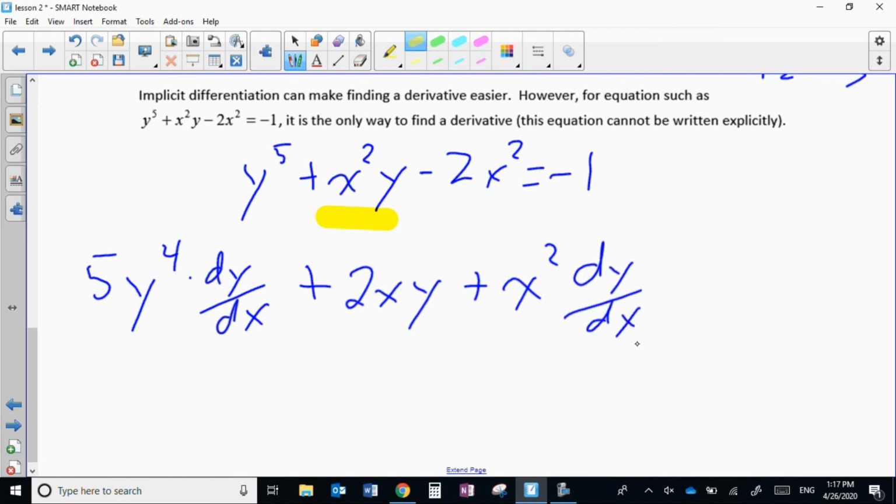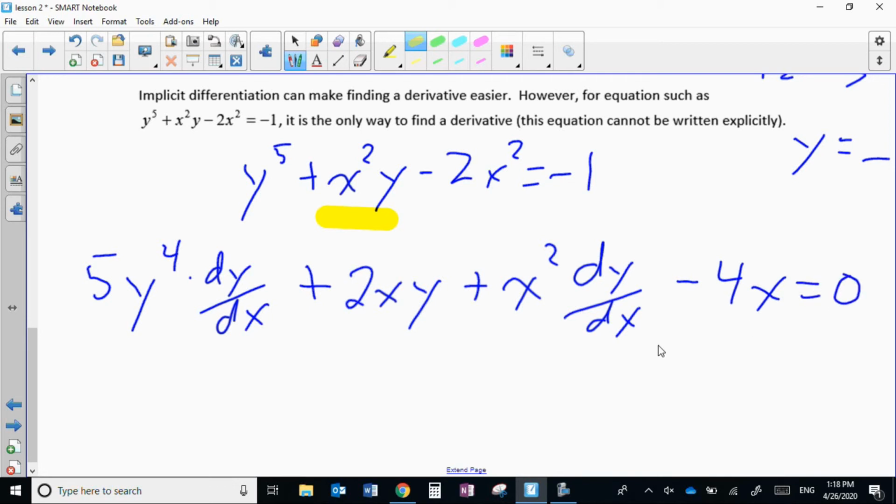Think about that. The derivative of y with respect to y is just 1 times dy by dx. Or, hey, this is just regular differentiation. You take the derivative of the left side of an equation. If it's y, then you just write dy by dx. Subtract 4x equals 0.